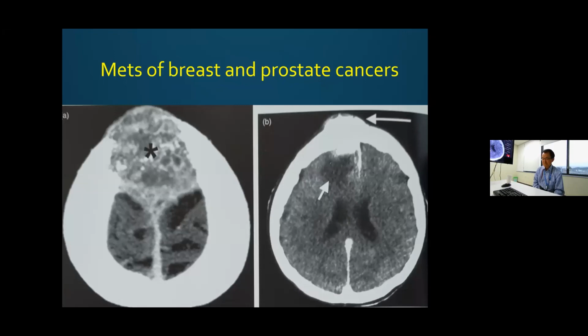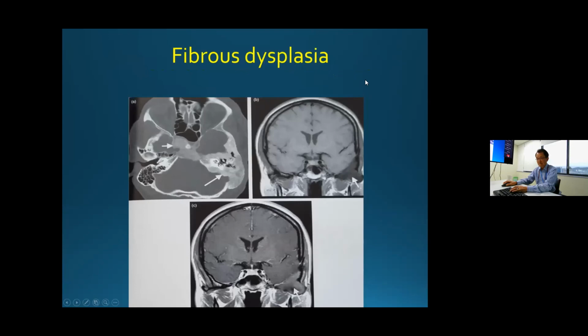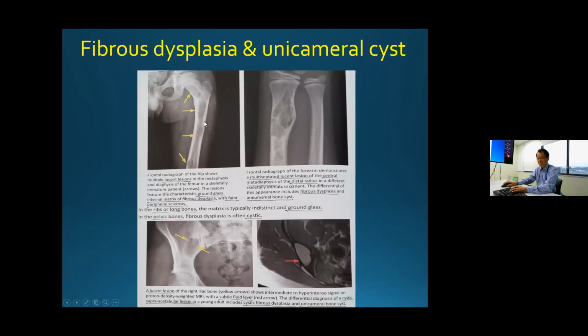And Paget typically shows a very chaotic, heterogeneous, coarse trabecular pattern, with thickening and very irregular bone, involving skull, pelvis, and long bones. Paget involves every bone except the inner ear. Fibrous dysplasia is a relatively young age thing. The bone is expansile, diffuse, low density, like a diffuse mass in the bone. That's fibrous dysplasia behavior.